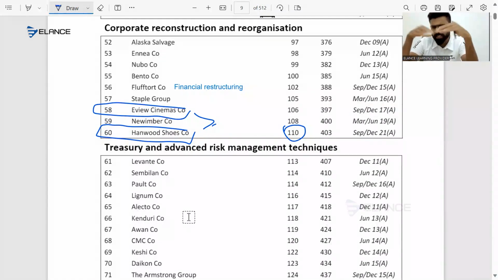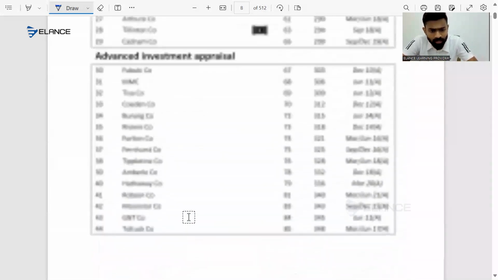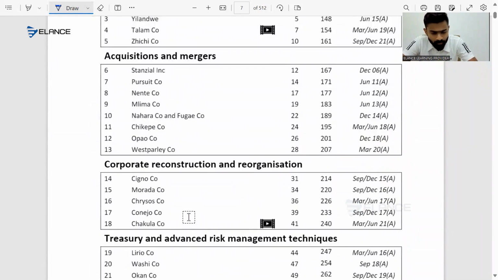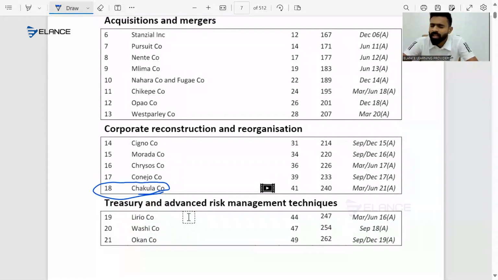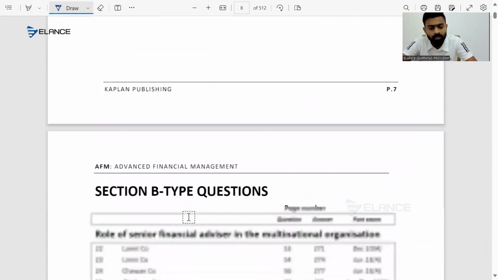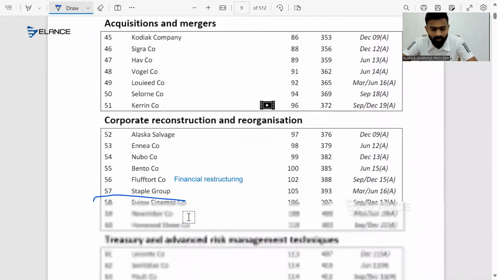Yeah. So as we did in the last few days' practice sessions, we've been doing 2 to 3 questions together to get the flow of how to answer. Similarly, we are going to do this question. Whether you might have done this question or not, I'm going to show you the easiest way, the tricks that we could use to solve a corporate reconstruction question like this. There are other questions also in section A. If I'm not wrong, Chakula was a similar question, also similar to Hanwood and eView Cinemas.